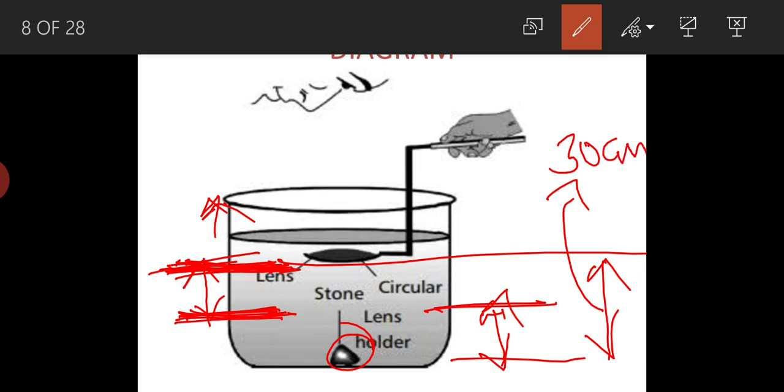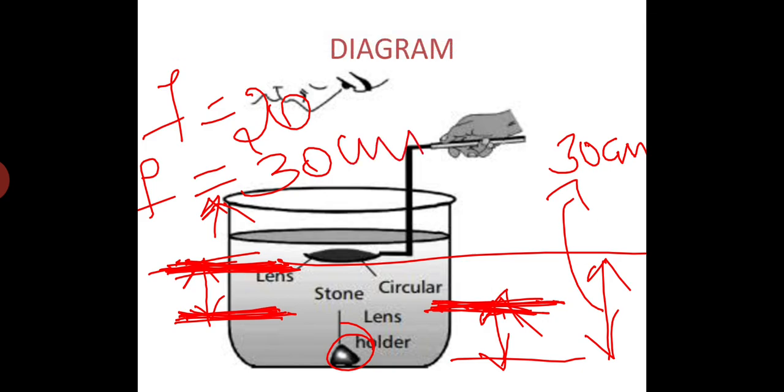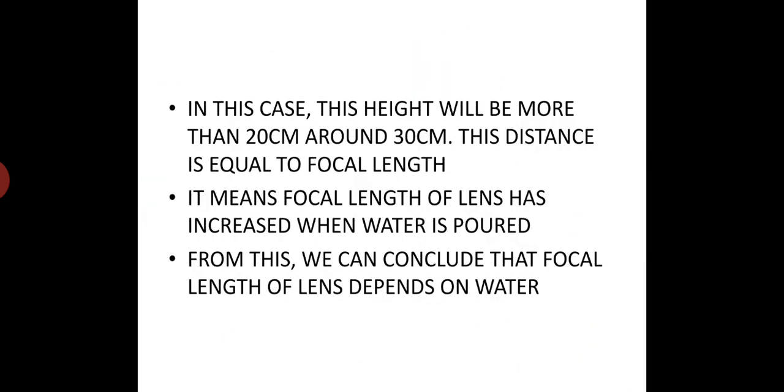This height will give you the focal length, because till the focal length only you can see the virtual image. Beyond the focal length the convex lens will not form a virtual image, it will form a real image. That is why when there is air, the focal length is 20 centimeters, but when there is water, the focal length will be 30 centimeters. From this we can verify that the focal length of a convex lens always depends on the surrounding medium.